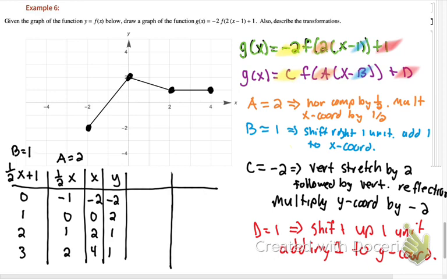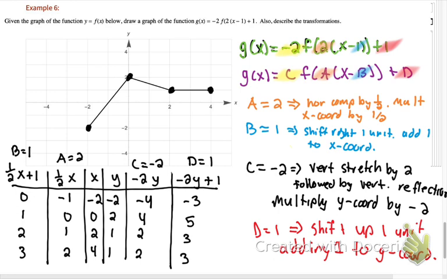Now the next column to the right of y, we're going to do the effects of c first. C is -2, so we're going to take -2 times the y coordinates to get -4, 4, 2, and 2. And then d was +1, so I'm going to take those previous -2y values that I just found and add 1 to them. So -4 plus 1 is -3, 4 plus 1 is 5, 2 plus 1 is 3, and another 2 plus 1 is 3. And now, these are the x and y coordinates of the graph of g.